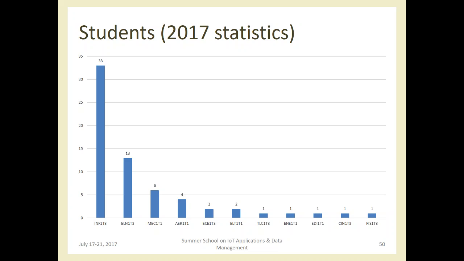Then there are some from aerospace. ECE is again electronics, electronics and communication engineering, the electronics course in English. Electrical engineer, telecommunication engineer, energetics, but these are just single students. So there's sort of a 50-50 or 60-40 split between computer science and electronics students.